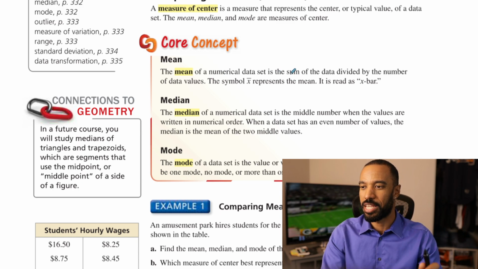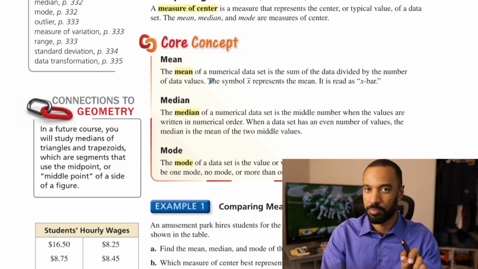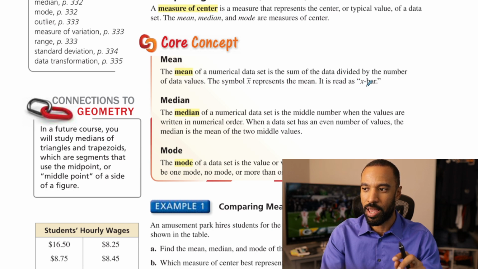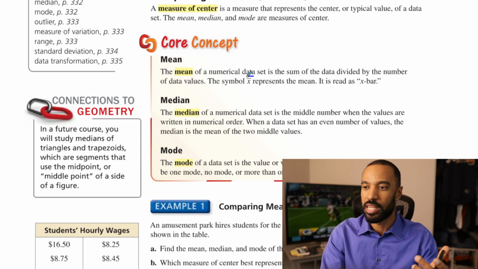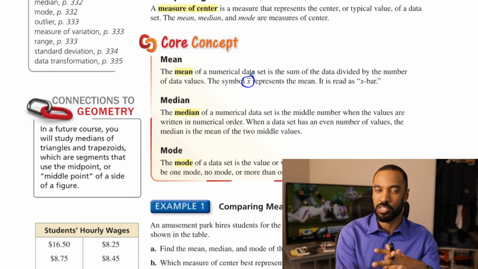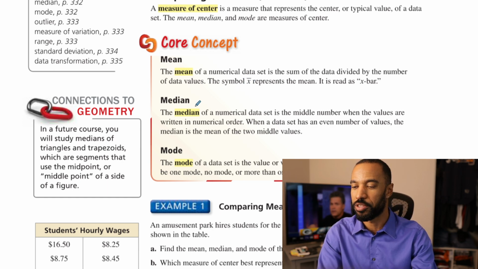The mean of a numerical data set is the sum of the data divided by the number of data values. Average. The symbol X bar represents the mean. It is read as X bar. So when you see this, if there's a data value that is X, we might use the variable X in and of itself. X bar is what we use for the mean of those values.